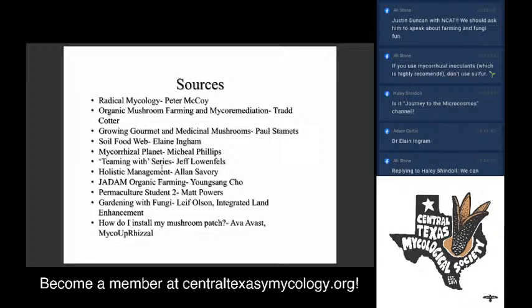I highly recommend that. That's where a lot of what we teach from Central Texas Mycology comes from, as well as Organic Mushroom Farming and Mycoremediation by Tradd Cotter, Growing Gourmet and Medicinal Mushrooms by Paul Stamets, Soil Food Web by Elaine Ingham, Mycorrhizal Planet by Michael Phillips, and the Teaming With series by Jeff Lowenfels. I think y'all can all read. These are just some highly recommended sources, and I can put them in the description below so people can reference them.